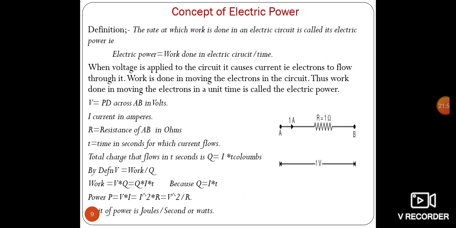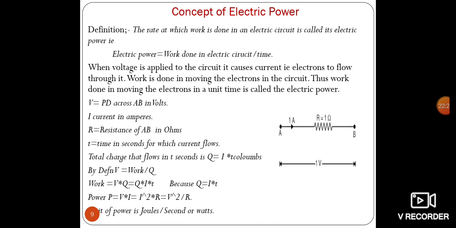Concept of electric power. So we'll understand what is the electric power. The rate at which work is done in an electric circuit is called electric power. So electric power is the work done in an electric circuit divided by time. So we say that power is so much watts. Okay, so what is power then? Electric power is work done in an electric circuit. How much amount of work is done with respect to time, then it is called electric power.